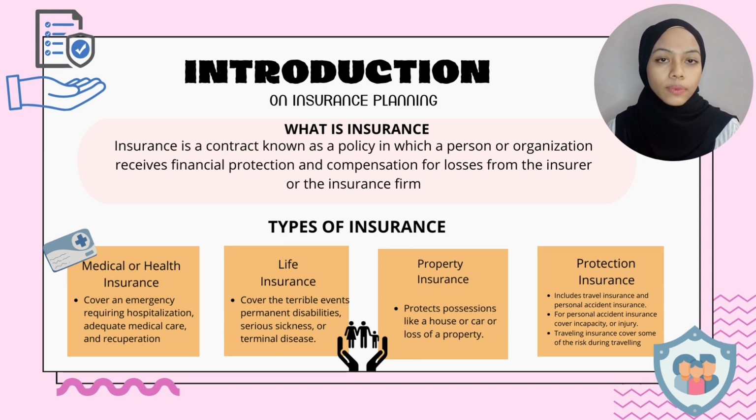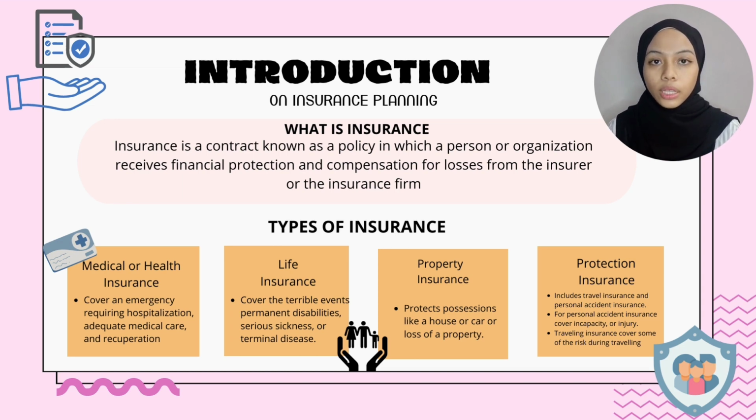Next is life insurance. Life insurance covers terrible events, permanent disabilities, serious sickness, or terminal disease. Life insurance provides financial stability for the family. If a person dies, contracts a serious sickness, or develops a terminal illness, cash benefits are frequently given to their beneficiaries. Third is property insurance. Property insurance protects possessions like a house or a car from loss of property.